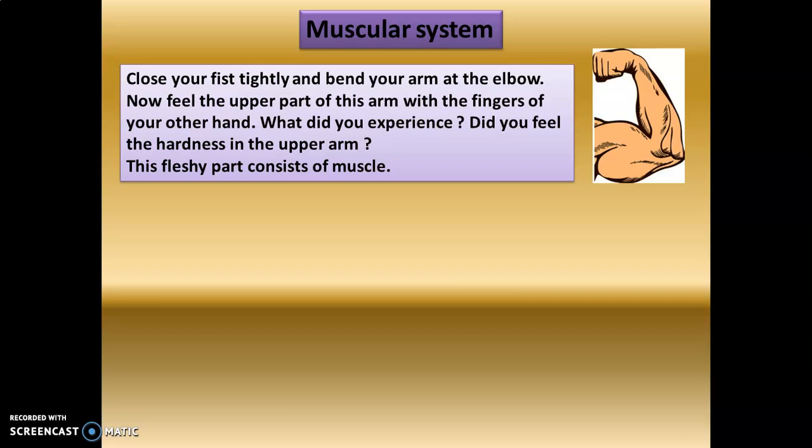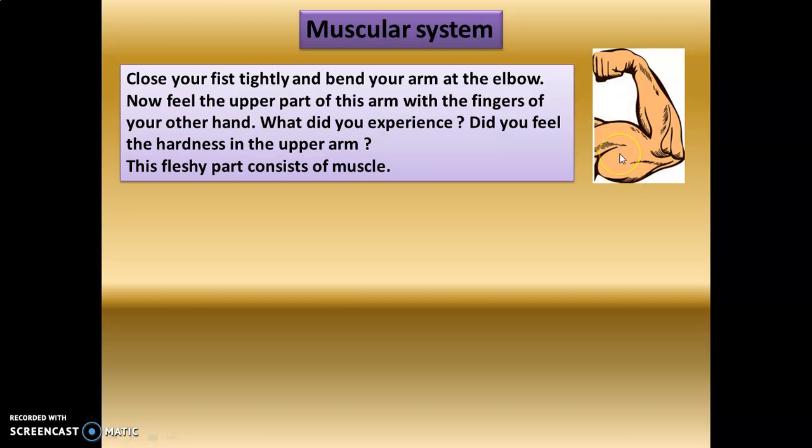To understand the muscular system, let's try this small activity. What you have to do is close your fist tightly and bend your arm at the elbow as shown in the diagram. Now feel the upper part of this arm with the fingers of your other hand. This is the upper part which you have to touch with your other hand. What did you experience? Did you feel the hardness in the upper arm? Yes, of course, we feel the hardness.